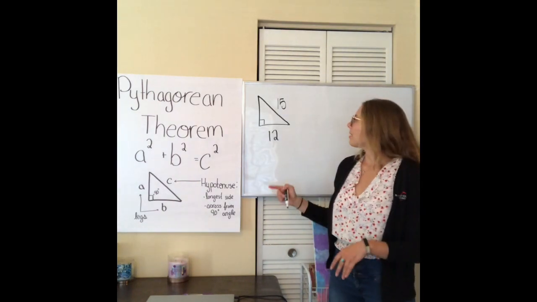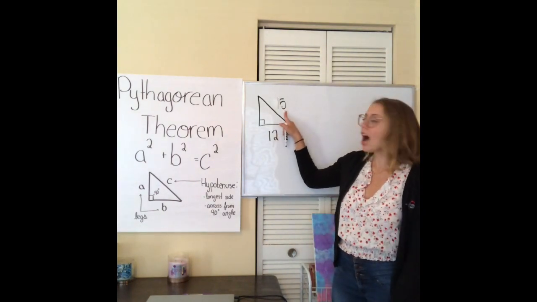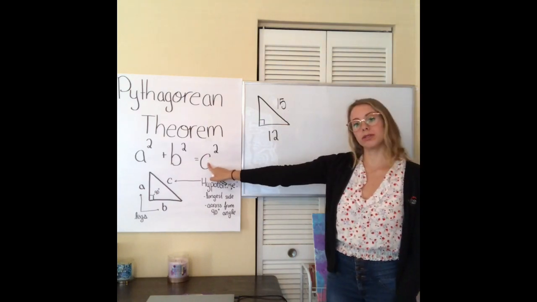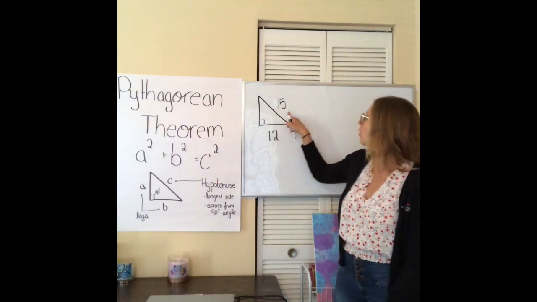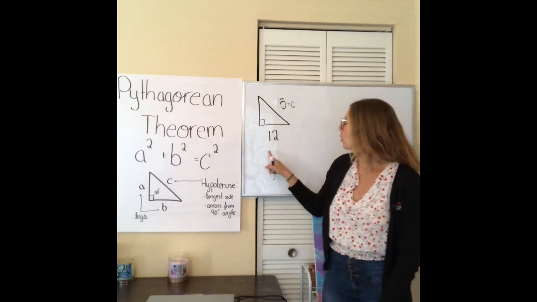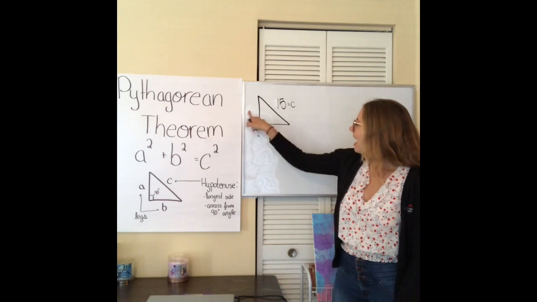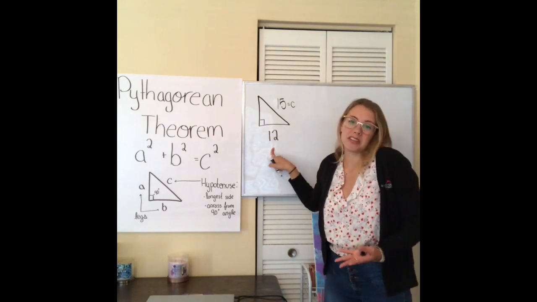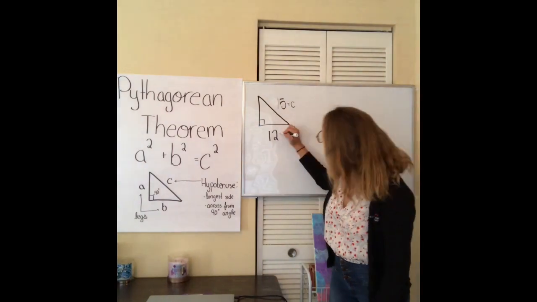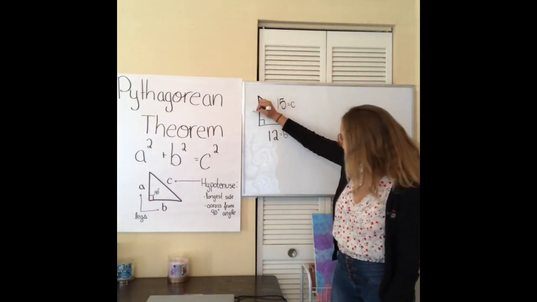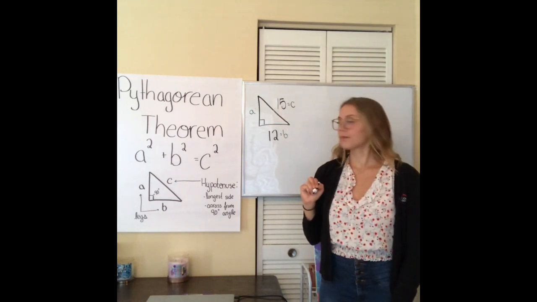So for this problem, it looks like I have my hypotenuse filled in. My hypotenuse is always going to be my c value. So 15 is my c value. On these legs, it really doesn't matter which one's A, which one's B. I'm going to keep this B because it's on the bottom, but it really doesn't matter. And that means that A is what we're looking for.